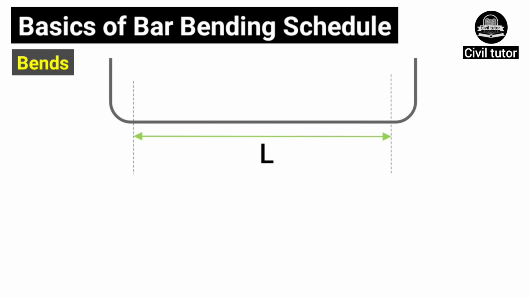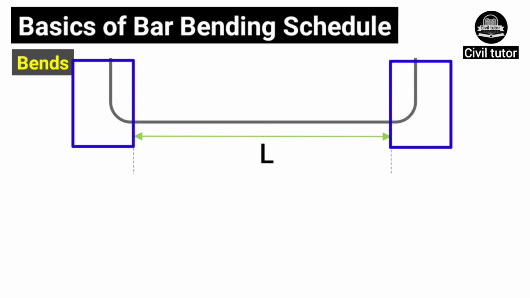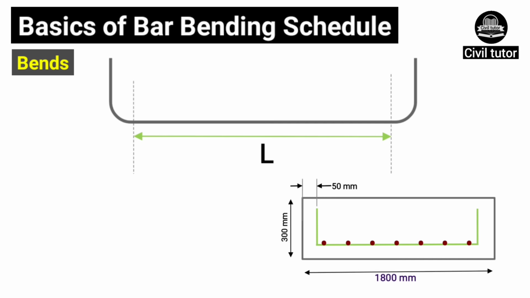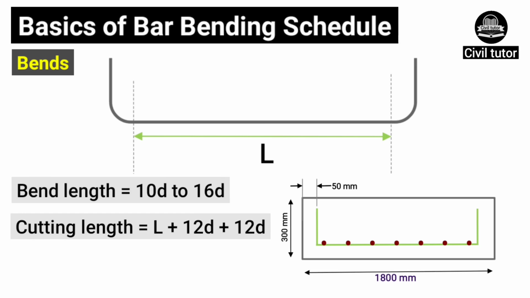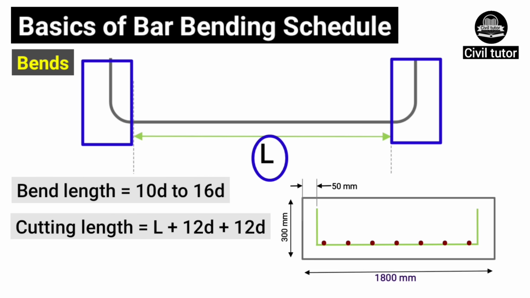The next topic is about bends. As you can clearly visualize from this picture, this steel bar is bent up on either ends, and these shapes are usually used in footings. The length of this bend is taken from 10d to 16d, in which d is the diameter of bar. The cutting length of this type of bar will be equal to straight length L plus 2 number of bends, say 12d plus 12d.